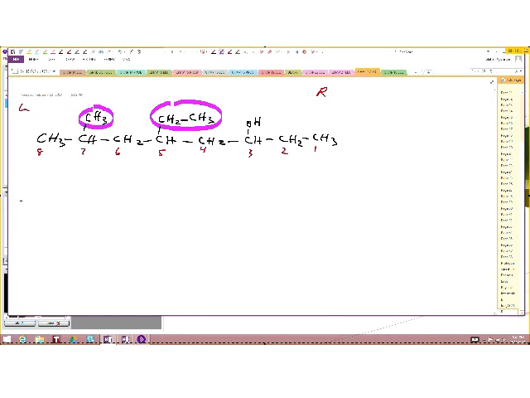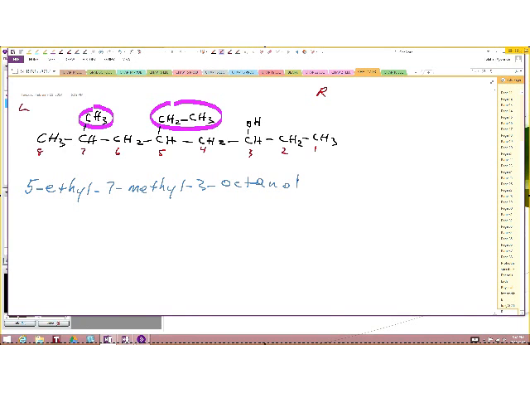5-ethyl. Okay, keep in mind we still have to follow the alphabetizing order. Okay, very good. 5-ethyl, 7-methyl. Okay, now 3. Okay, octanol, very good. 3-octanol.